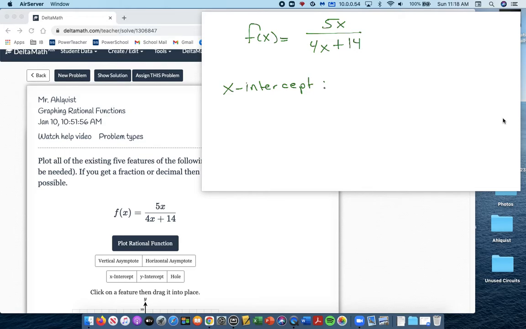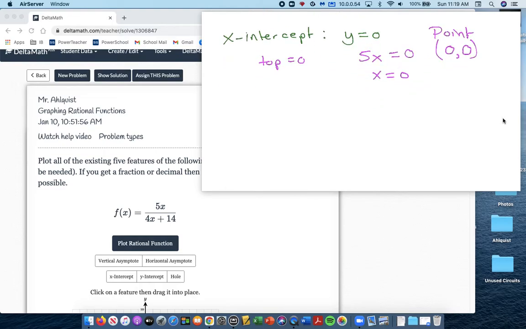that's where it crosses the x-axis. So when it's crossing the x-axis, y is equal to 0. So what we really want to figure out is, when is the top equal to 0? So we need to figure out when 5x is equal to 0. Well, that happens when x equals 0. So the x-intercept is the point (0, 0). That's the point of our x-intercept.